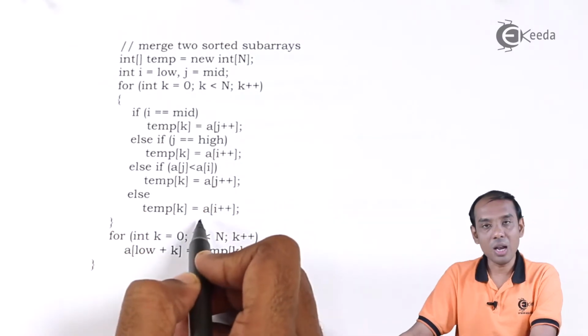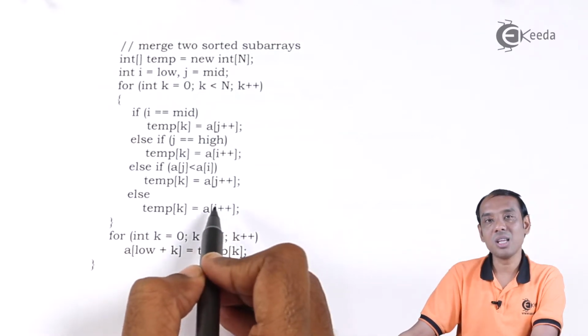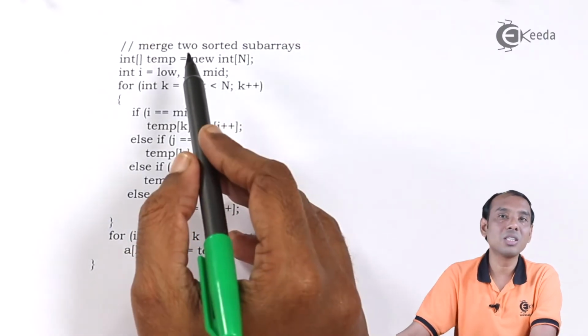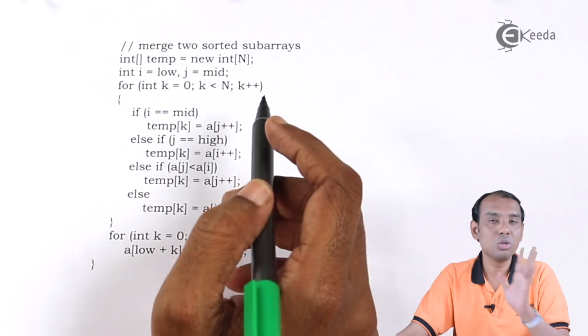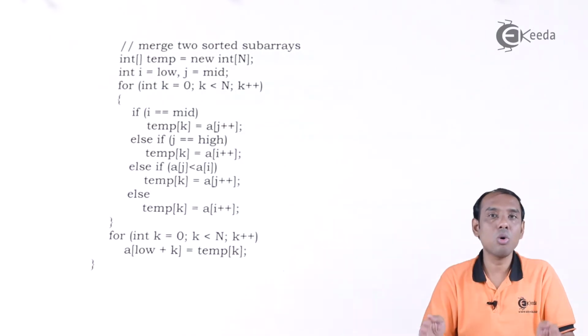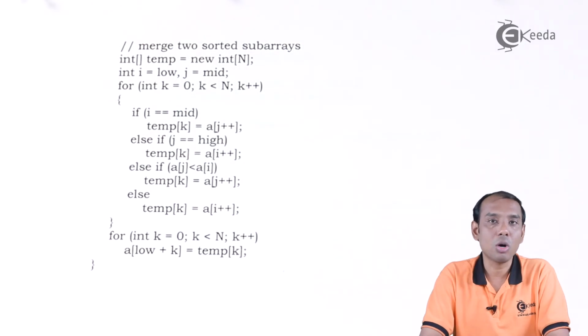If not, then the last remaining condition will be temp k equal to a i plus plus, that is a of i plus plus value will be transferred to temp k. Like this we are going to transfer the value of each individual element, that is we divide it into two halves, into another two halves, and then we take these values into a properly sorted array.